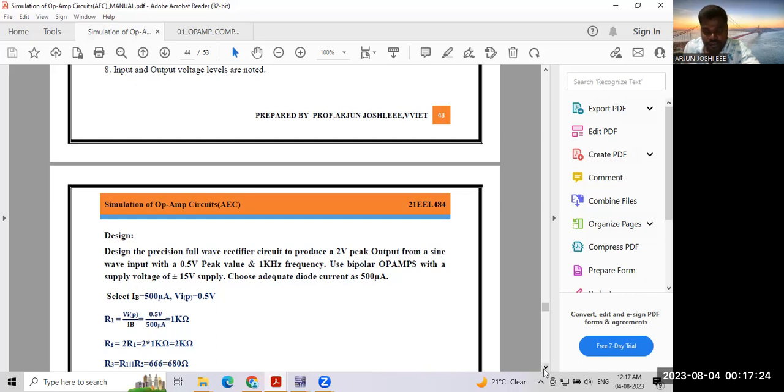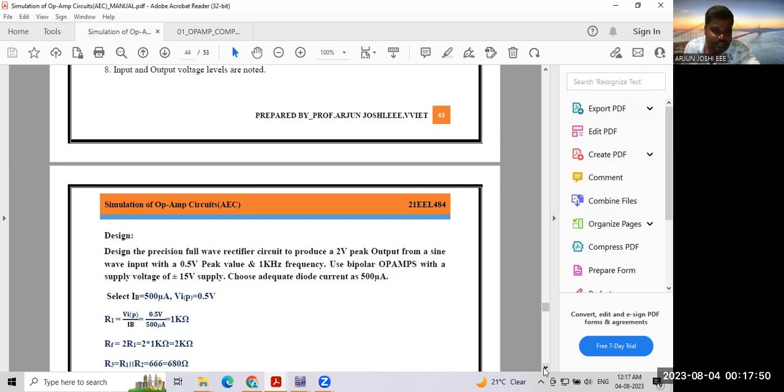But what is the purpose of this precision? What is the role of this op-amp? The op-amp is going to give the precise output. Means in the diode there is a threshold voltage. For example, for silicon 0.7, for germanium 0.3. That is the threshold voltage. Threshold voltage is nothing but the minimum voltage to turn on the diode. But here there is no minimum voltage required to turn on the diode.